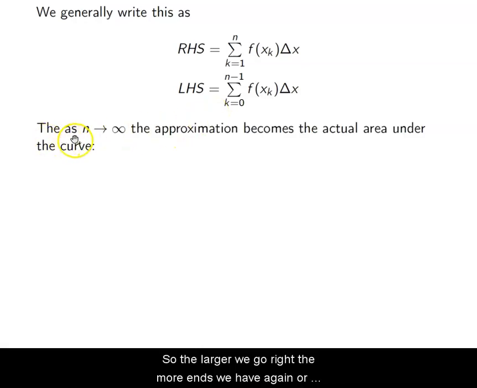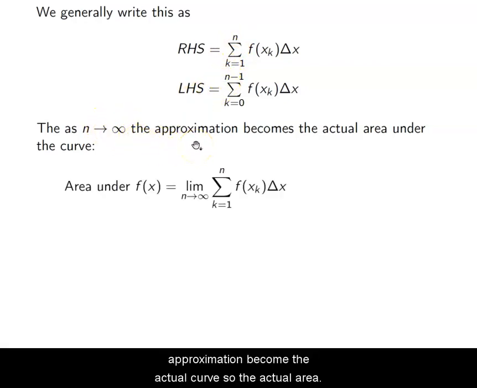Okay, so the larger we go, right, the more n's we have. Again, our approximation becomes the actual curve. So the actual area is the limit of either one of these. It doesn't matter. If you notice, I did use the one for the right-hand sum, but I could have just as easily written it for the left-hand sum.